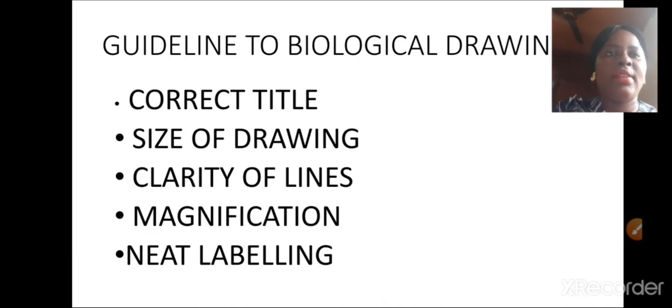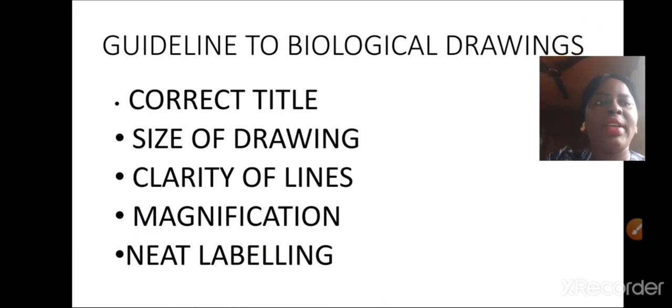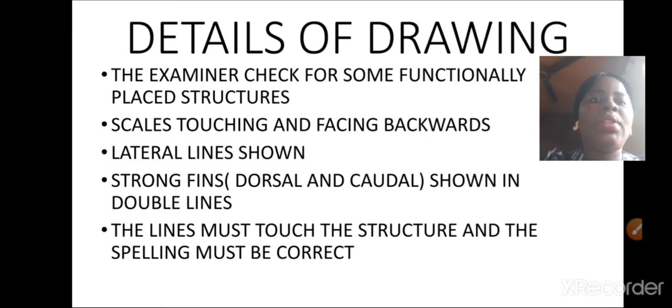And the guideline to biological drawing: correct title, size of drawing, clarity of lines, magnification, and neat labeling. When we talk about size of drawing, when the examiner says your drawing must be size 8 cm to 10 cm, it means your drawing must not be less than 8 cm and must not be longer than 10 cm. All these things you need to adhere to.